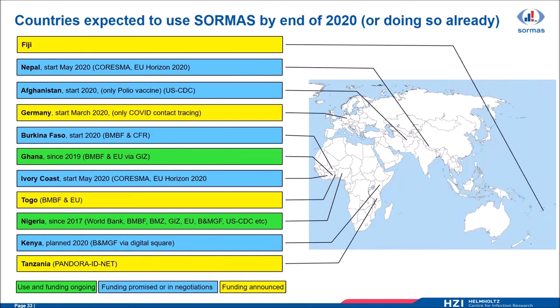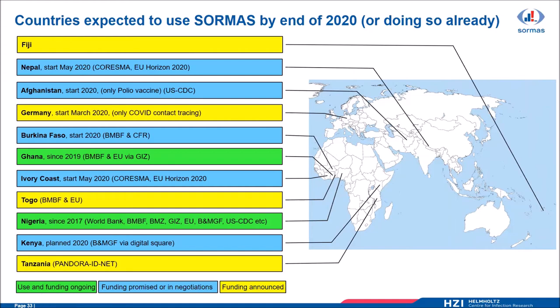Recently, we were able to just set up SORMAS in Fiji. They're using it right now. This was really interesting because we were able to remotely deploy SORMAS. We're able to remotely train them. We're able to remotely implement. So, of course, we couldn't travel there. You can see where Fiji is. Well, because of the COVID-19, but we're planning to still go there.